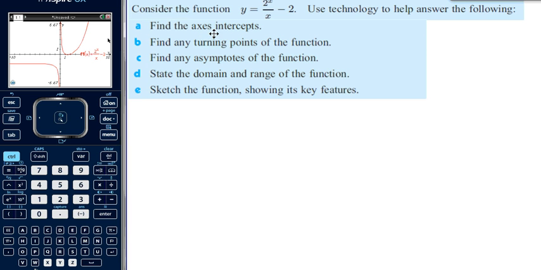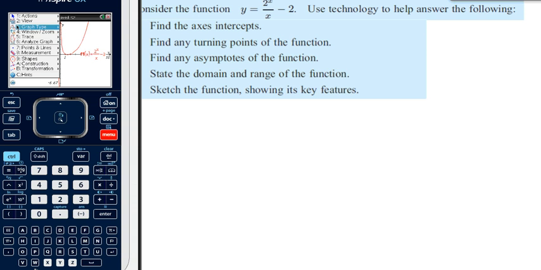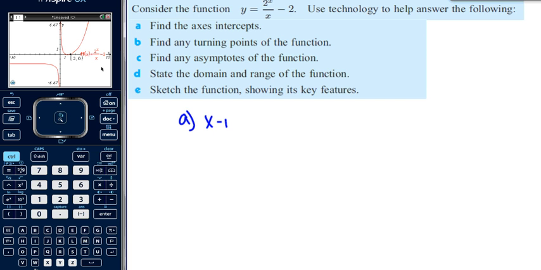We're going to find the axes intercepts. So we're going to find any x and any y intercepts. We can analyze our graph, and the zeros will give us the x-intercepts. We can see the graph definitely does not touch the x-axis here. And we can analyze the graph here, and we can see our zero is at 2, 0. So we know there's an x-intercept at 2, 0.